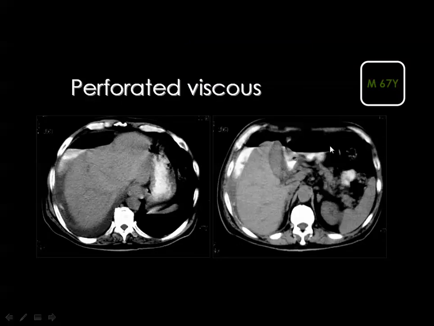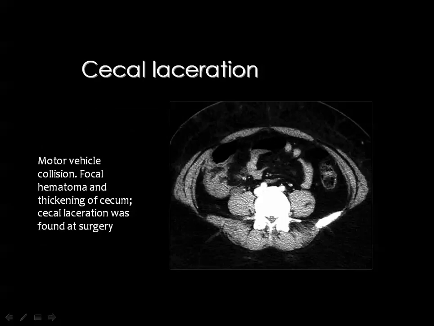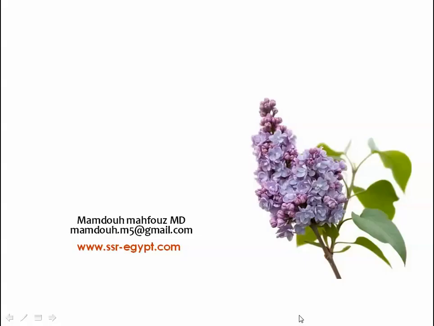Then here you can see extravasation of contrast in the peritoneal cavity along the liver in a patient with perforated viscus. And here is an example of bowel hematoma and intraperitoneal hemorrhage around the inferior wall of the liver. And this is the case of cecal injury with hematoma around the site of injury in the cecal wall.